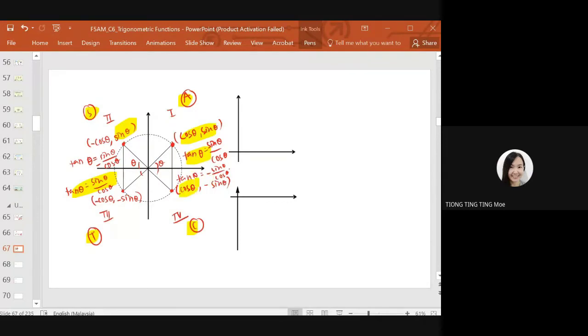So why do we get the formula? All Students Take Calculus. This one is for you to remember. But the concept, why is it like this? You may ask why. It's because of this. We bring out the concept from here. Okay. So let us practice.